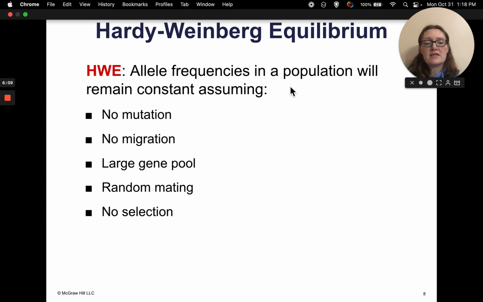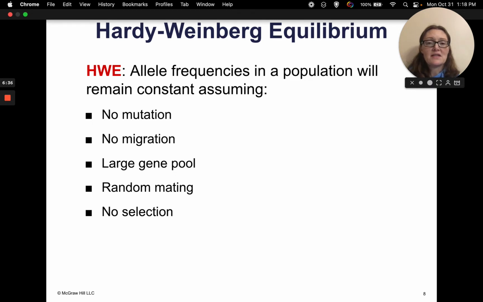Allele frequencies in a population will remain constant, not change, if there's no mutation, no migration, a large gene pool, random mating, and no selection. All of these conditions have to be met in order for equilibrium to be achieved. Now, it is very, very rare for this to be achieved. In fact, it's almost impossible.